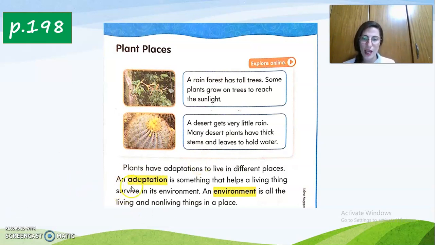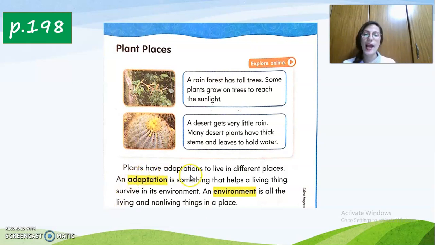So let's read together. Plants have adaptations to live in different places. An adaptation is something that helps a living thing survive in its environment. An environment is all the living and non-living things in a place. So what we are going to do, and we listen up carefully and very well, guys, okay? We're going to reread the paragraph one more time, then I'm going to explain, okay?